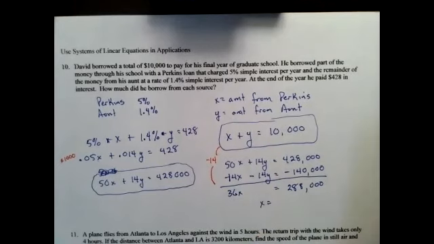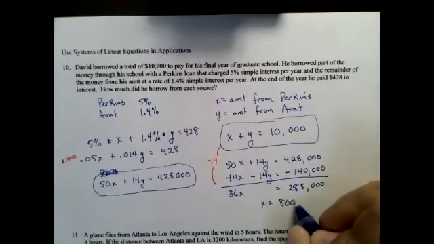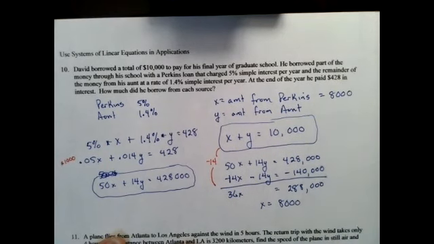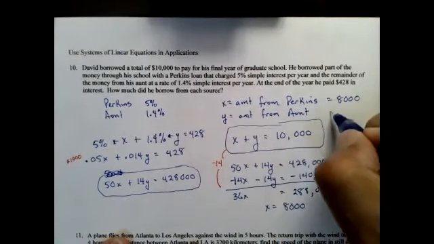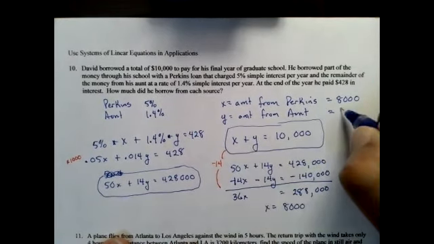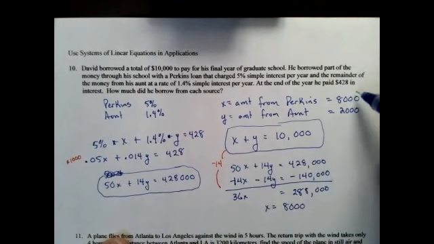X equals, that might be a calculator one. What does X equal? 8,000. So that means from Perkins, he borrowed 8,000. And how much did David borrow from his aunt? Well, that one's easy. 2,000.